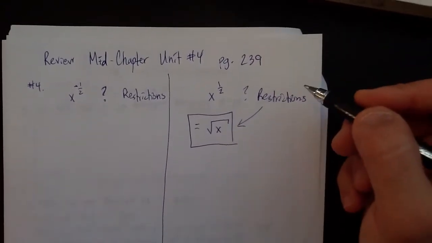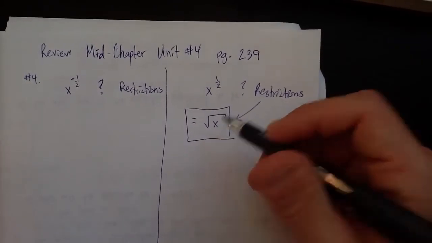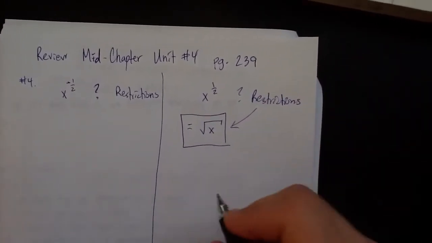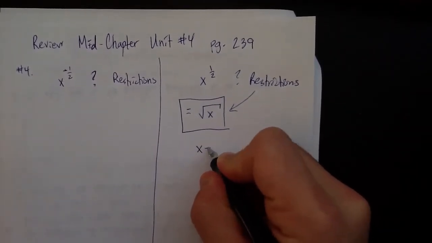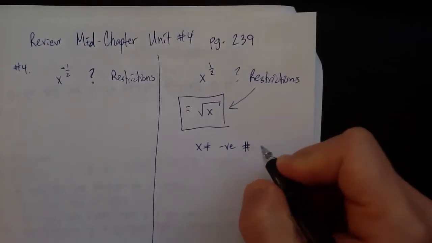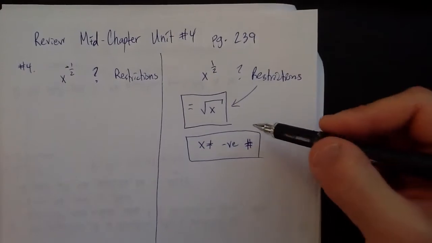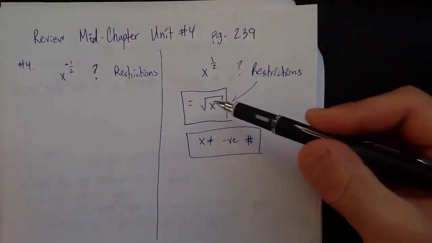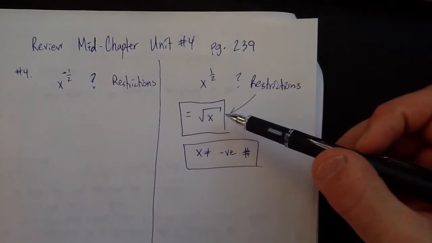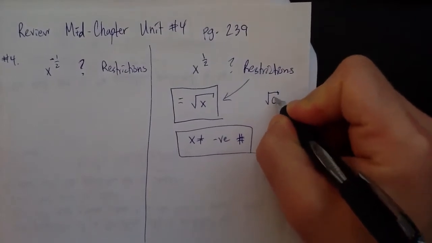So what are the restrictions on x? Well, if you think about it, x can be any number, really, but it can't be a negative number. X cannot be any negative number because you cannot take the square root of a negative number. So x cannot equal any negative number. It could equal 0, because the square root of 0 is just 0.